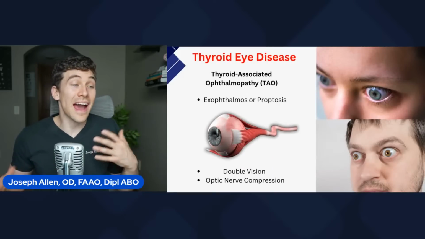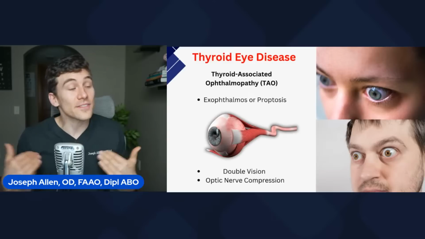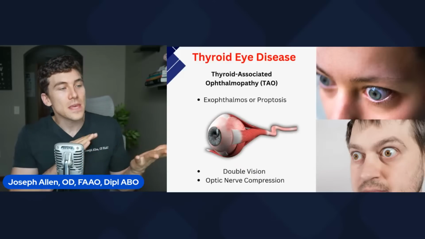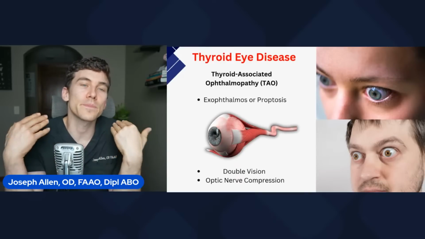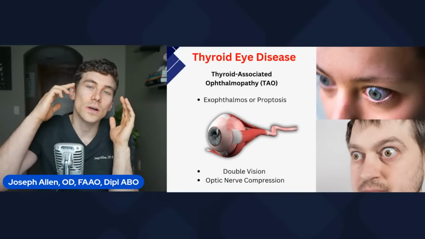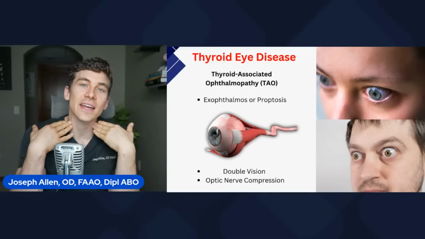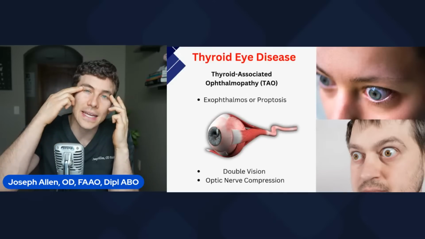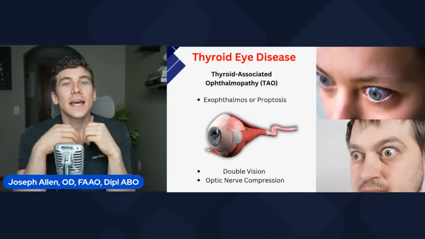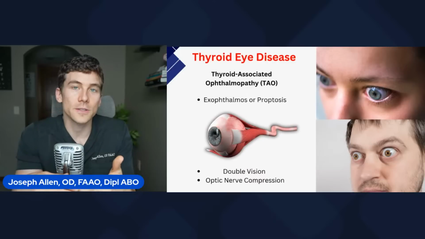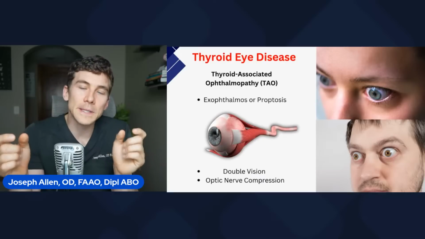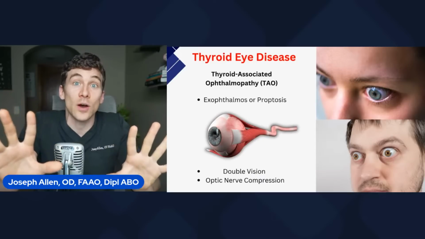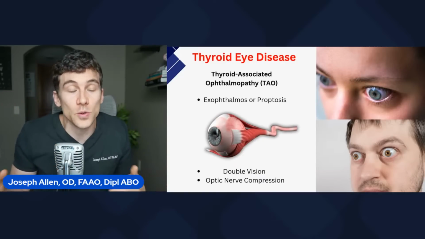So with how thyroid affects the eye, and I've done a video on this, the same autoimmune signals end up attacking not only your thyroid, but also the muscles around the eyes. That causes swelling of your eye muscles. With the swelling, it even becomes a little bit fibrous and pushes the eyeballs outward. We call this exophthalmos or proptosis.